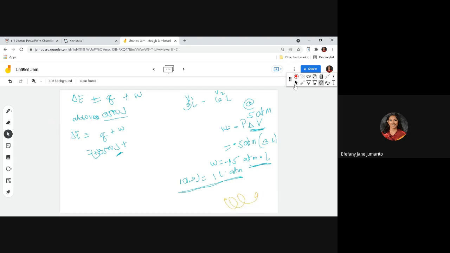Okay, so we will convert. We have negative 15 liter-atm, and we will convert. We have 1 liter atmosphere is equal to 101.3 joules, so that cancels. So work is equal to negative 15 times 101.3.